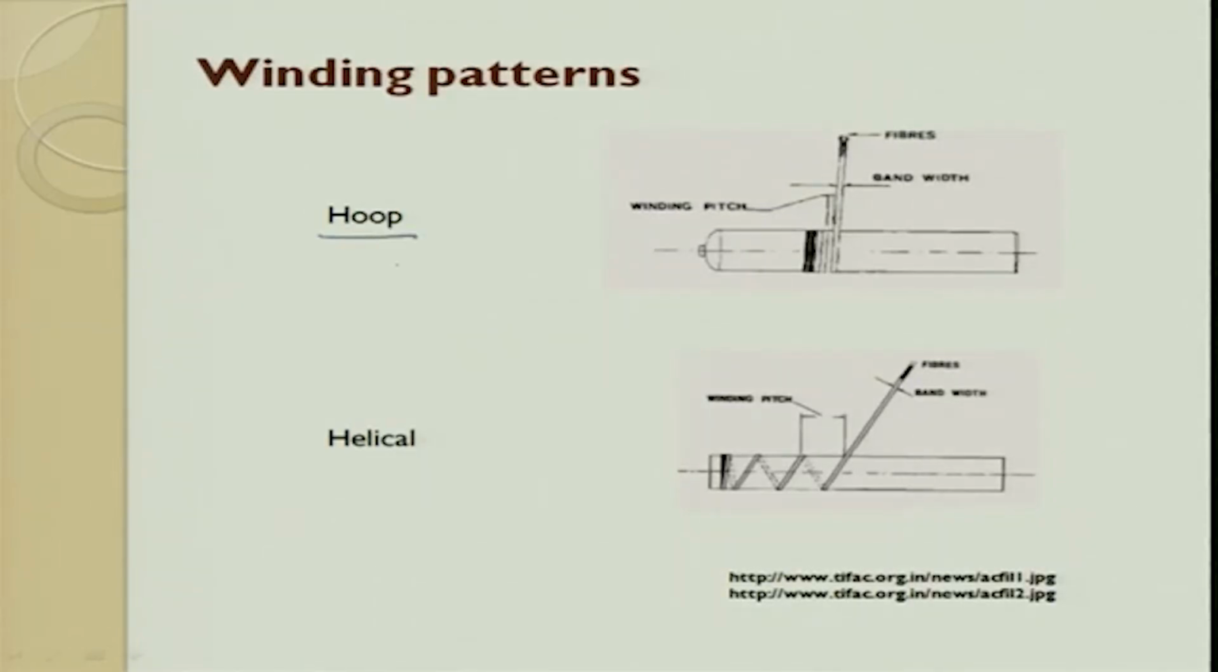Again, here you can see different wind patterns. This is helical, like the helix of a spring. This is hoop. So, you see there is a mandrel, and you see a winding, and again in winding an important parameter is the pitch. Pitch is the distance between two windings. Then the bandwidth is also talked about. So, you see here bandwidth is at an angle. Depending upon the application on the mandrel, you keep playing with the feeding post, you try to get different angles.